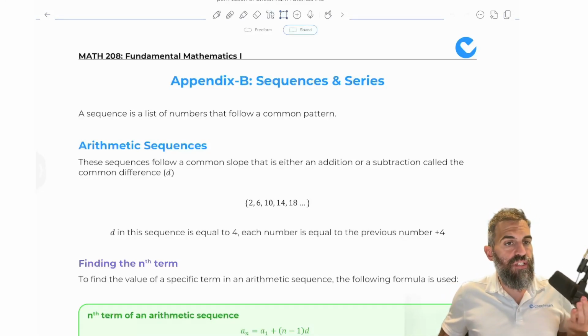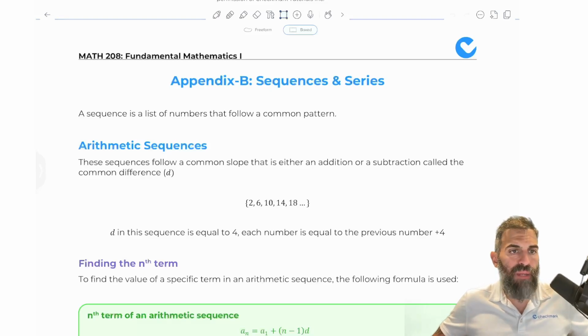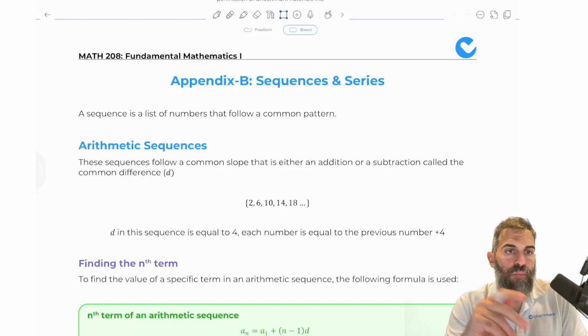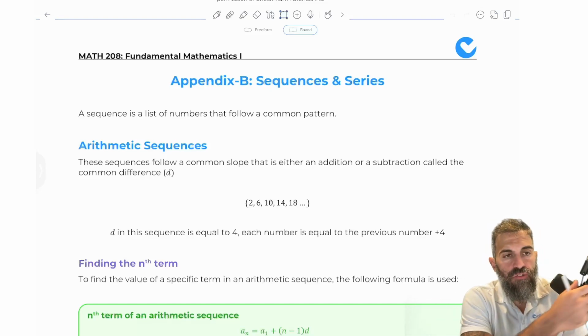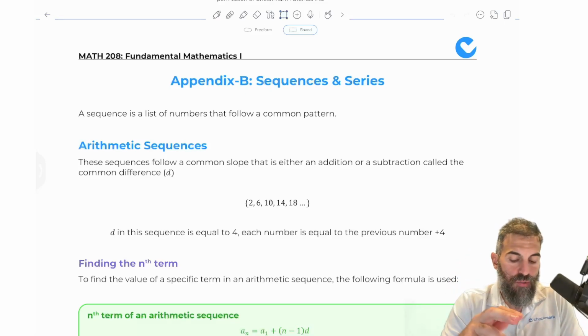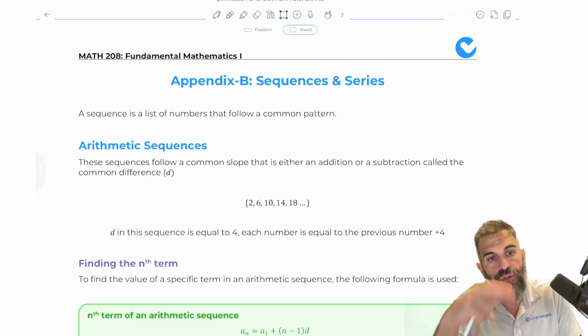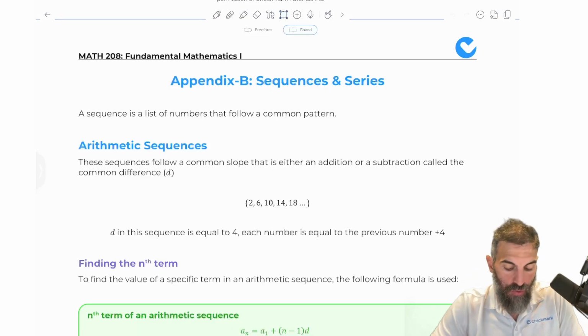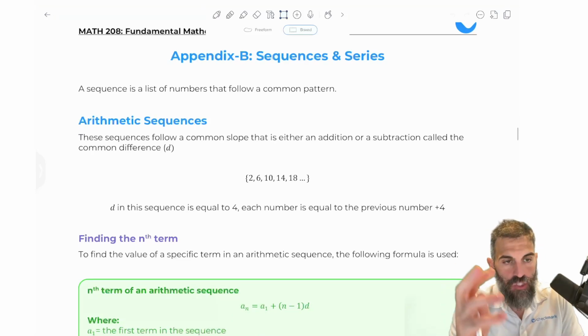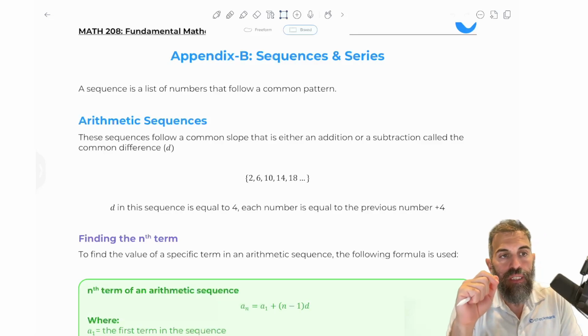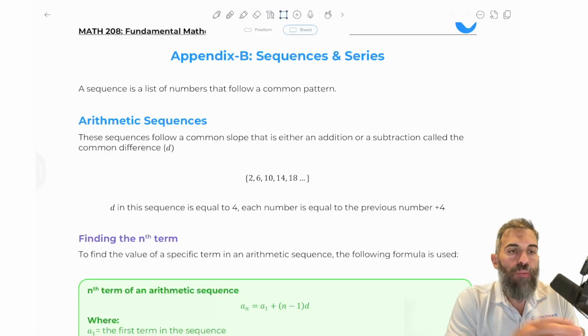Okay, let's continue this crash course with Appendix B, which is about sequences and series. And typically in Math 208, we expect to get a question on the midterm on sequences and series, and it'll occasionally show up on the final, but this is more so a midterm situation. So what we're looking at here, okay, let's first talk about what a sequence is.